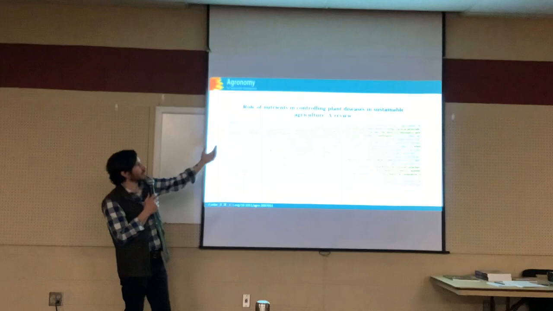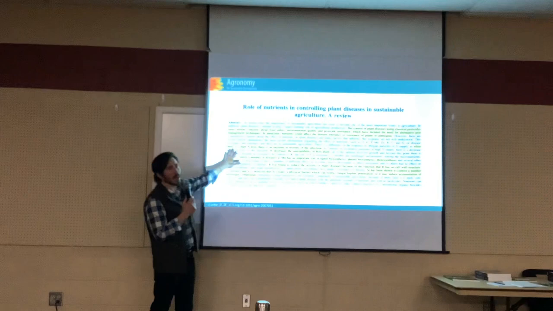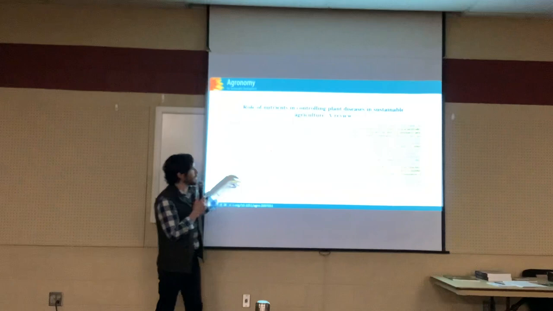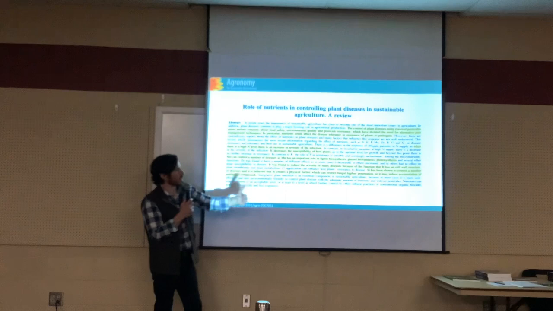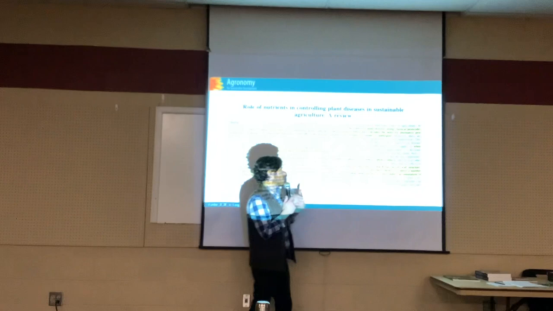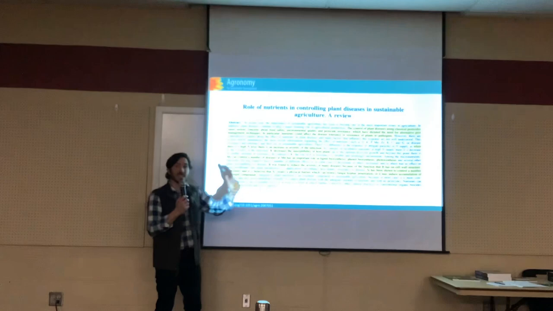I'll cut to the chase here. When there are high levels of nitrogen, there's an increase in disease severity. Potassium decreases the susceptibility of the host plants. Manganese can control a number of diseases because of its role in lignin biosynthesis, the skin of the plant, plus some of those other systemic biochemicals. Boron was found to reduce the severity of many diseases because boron increases cell wall strength.